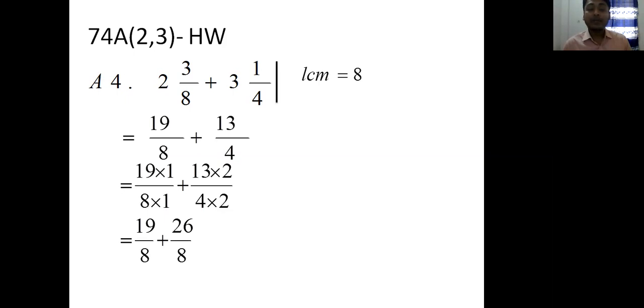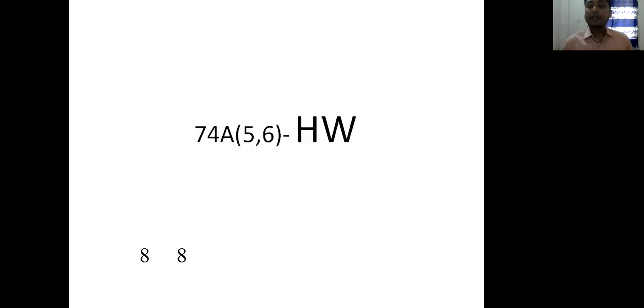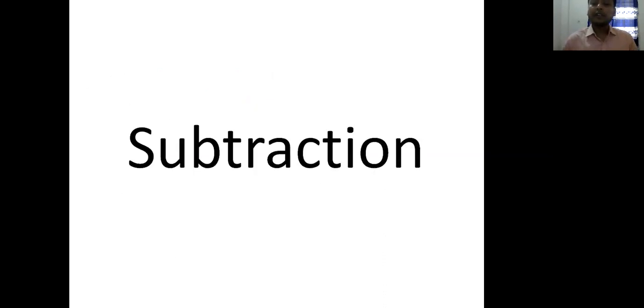Okay, so 9 by 8, add them together the same way. 19 plus 26 equals 45. Now do division by the denominator, then we can make it a mixed number. So we have finished the addition.